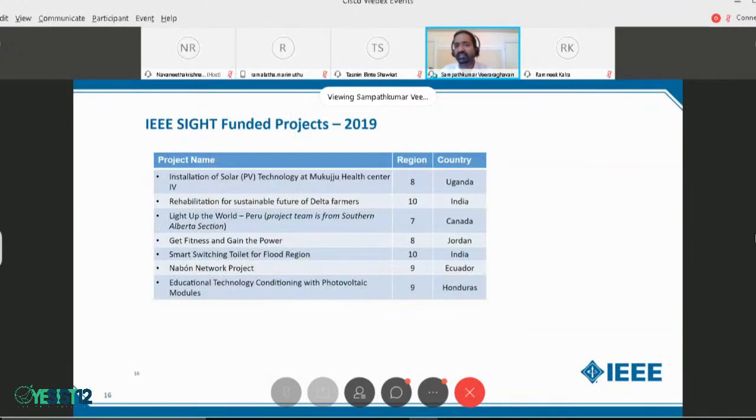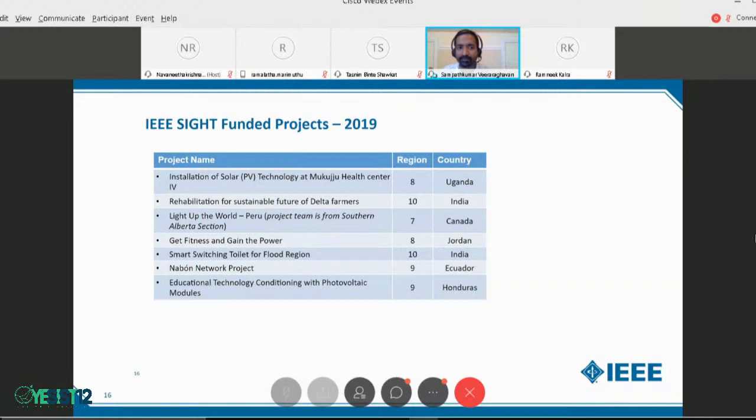So with that said, maybe we'll talk a little bit more about some examples of projects. And you can see here some of the examples of the projects we funded in 2019. Installation of solar technology at the healthcare center in Uganda. Rehabilitation for sustainable future of Delta farmers. This is done by our own team, probably Professor Ramlata and Dr. Navin, here. And then Light Up the World, again, an interesting project from Canada. And then smart switching toilet for flood region, again, an excellent project from IEEE Kerala section.